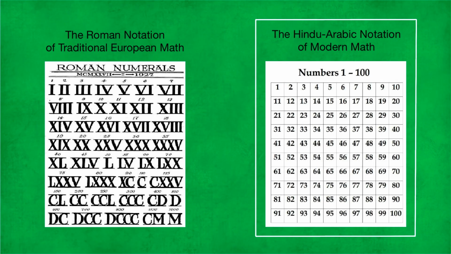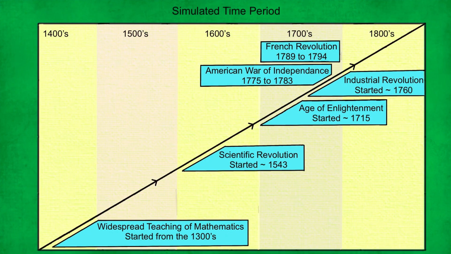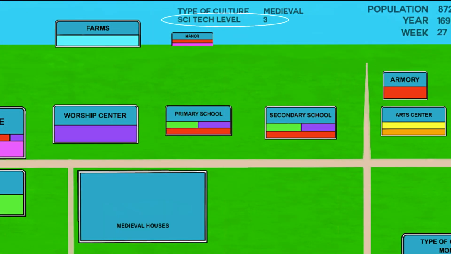The teaching of the new math over the course of hundreds of years increases the prevalence of rational thinking across the European populations and results in a new scientific understanding of the natural world, which gave birth to the scientific revolution. And it was this scientific revolution that allowed for the development of new technology that had never been seen before. Hence, we see a rise in the science technology level of the culture.